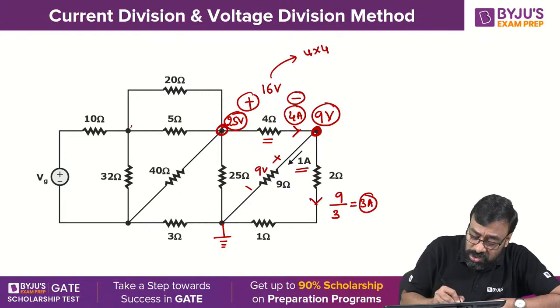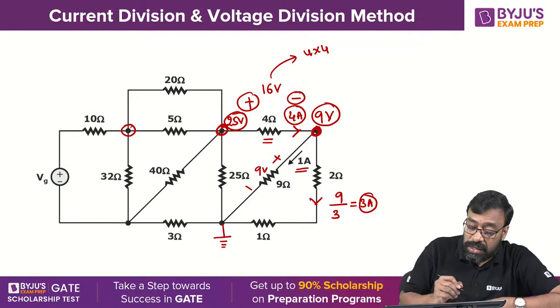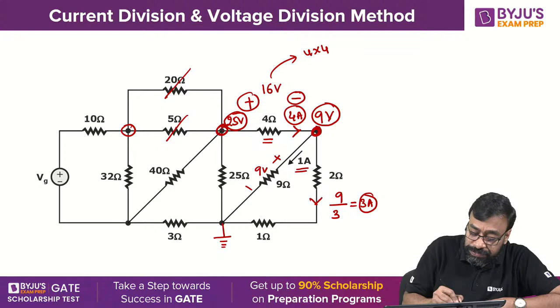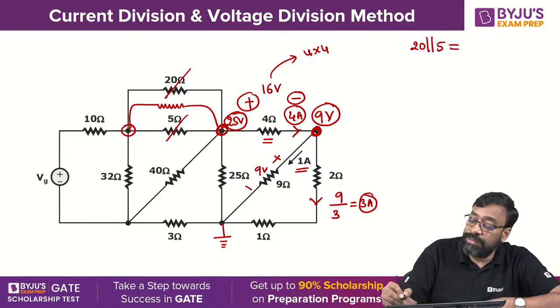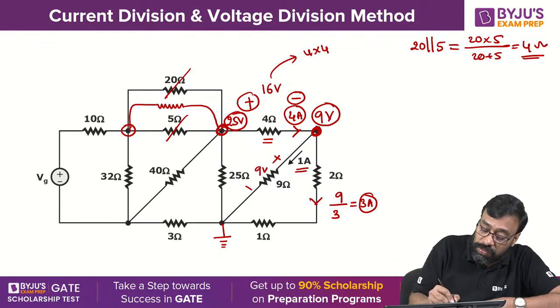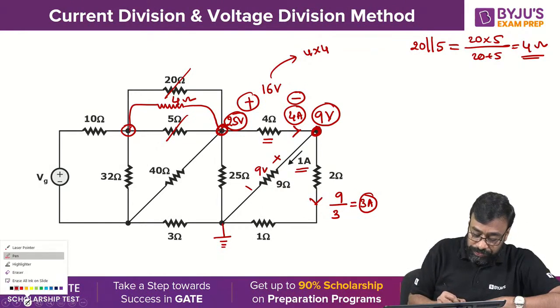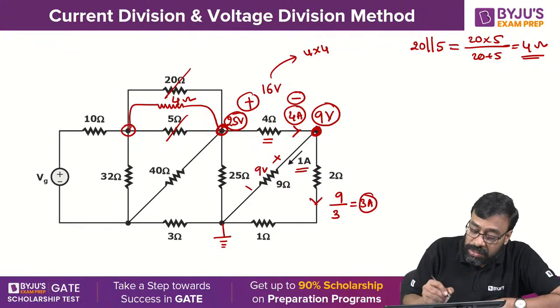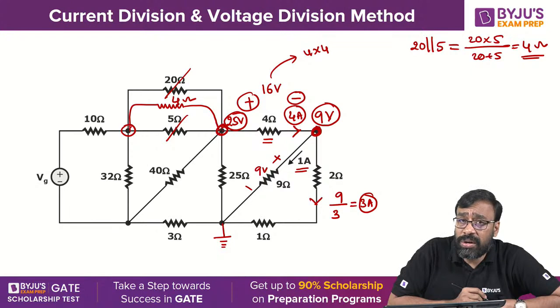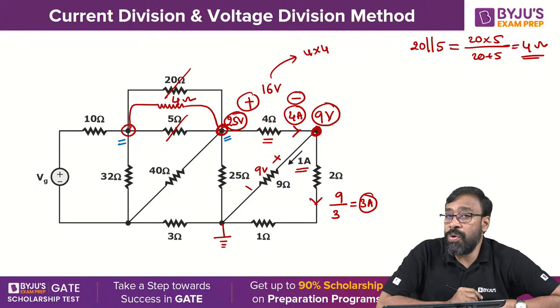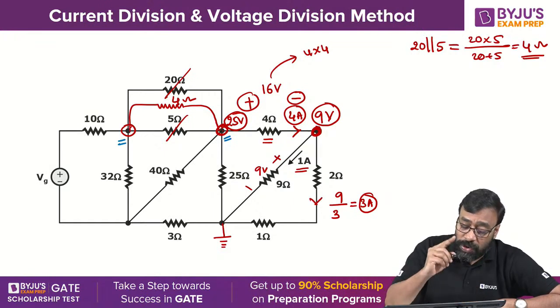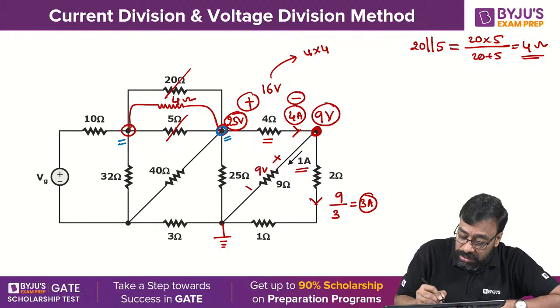Now I need to jump from this node to this node. For that, let us simplify. These two elements are replaced by a single equivalent element. What is that value? 20 parallel 5 will give you 20 into 5 by 20 plus 5. That is nothing but 4 ohm. Now look at this. Across the 4 ohm, you are supposed to know the voltage across it to jump from this particular node to this particular node. To know the voltage across the 4 ohm, you must know the current flowing through the 4 ohm. To know the current flowing through the 4 ohm, because at this node there are so many branches connected here.